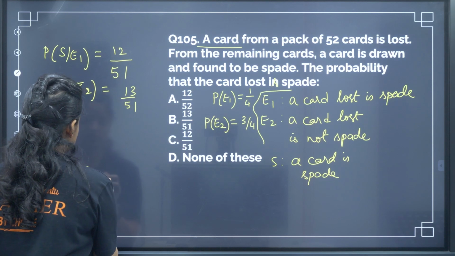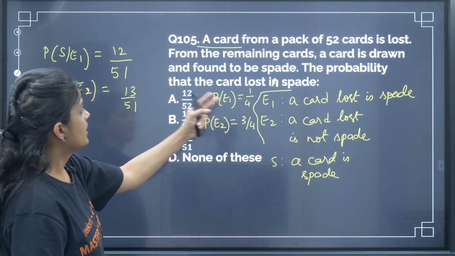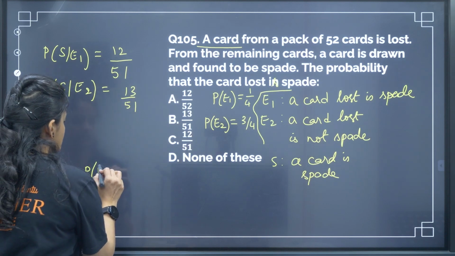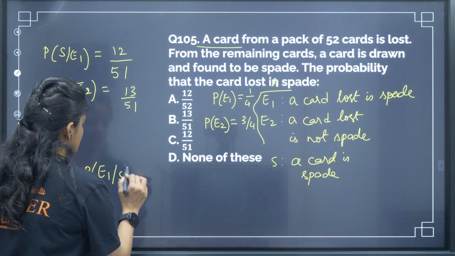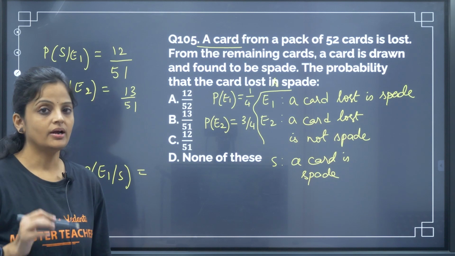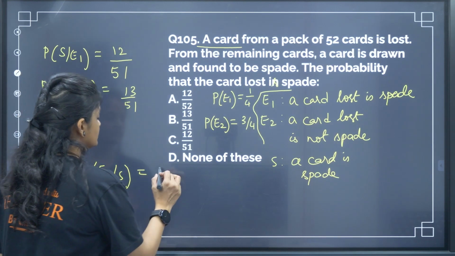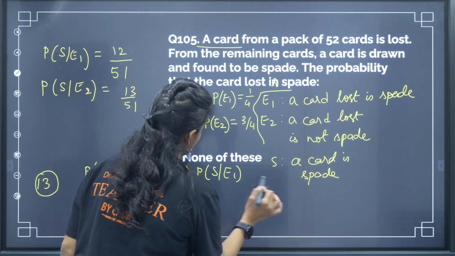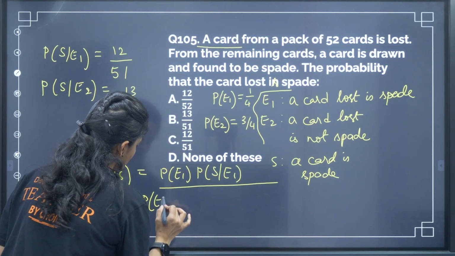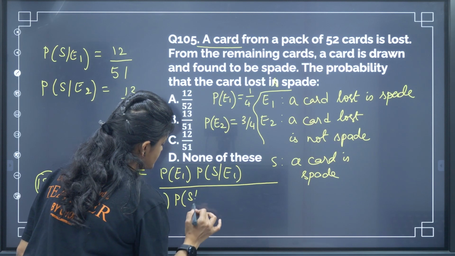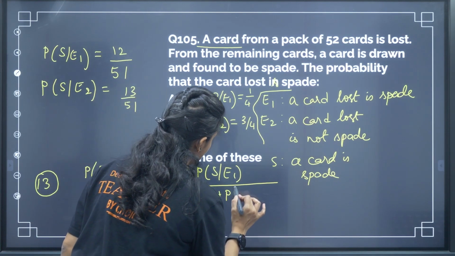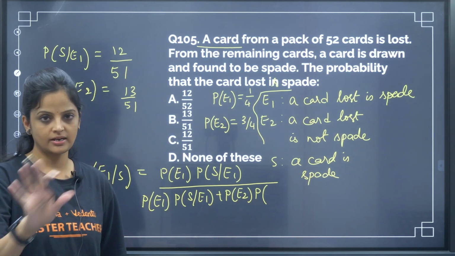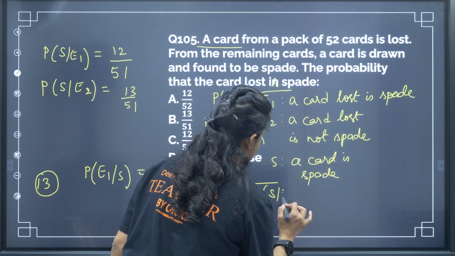The question is the other way around. The card lost is a spade. So they are asking you P of E1 when S is given. The formula says, you remember the formula? Yes, of course, taking the data from such questions is the challenge for you. You need patience. If you are not sure in such questions, don't attempt in the first go. Take it in the second round.